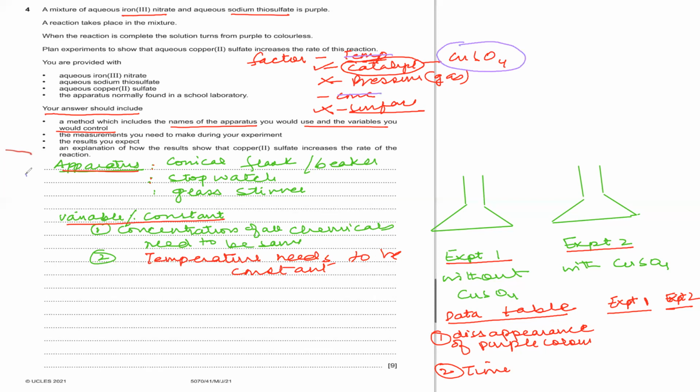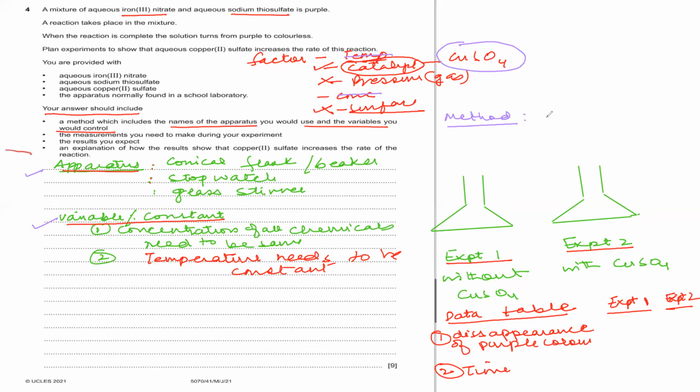Okay, so I have listed out all the apparatus I need. I have listed out what variables I need to have as a constant. Now I'll be writing down the method. The next step is basically the method. And in the planning question, I think I've explained and told you previously also that rather than listing down or writing the method in paragraph form, it's better to draw a simple, well labeled diagram, because one picture is better than 1,000 words.